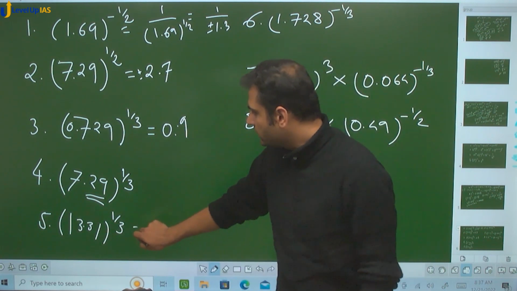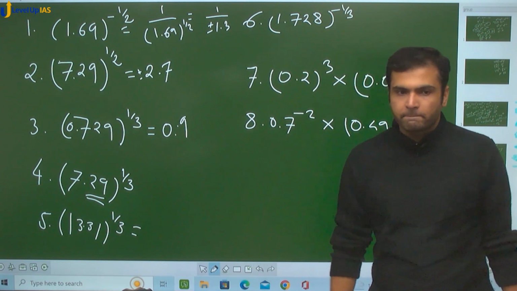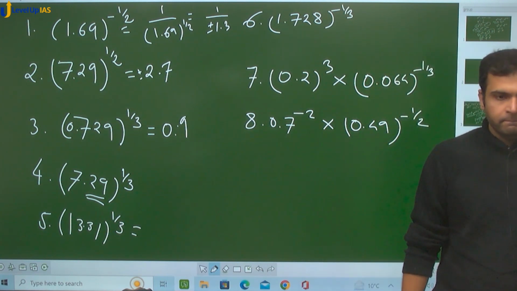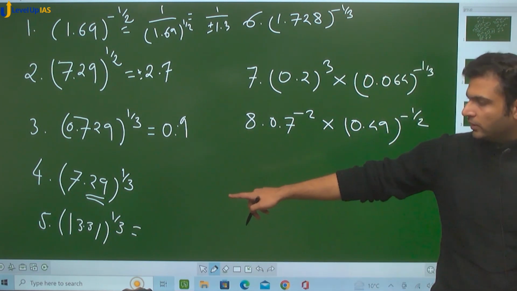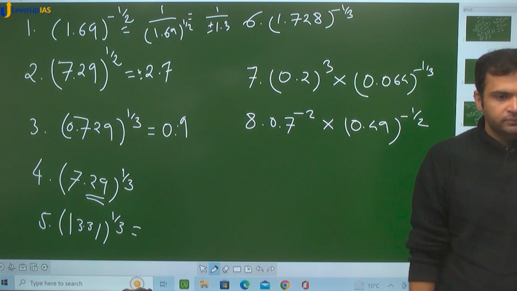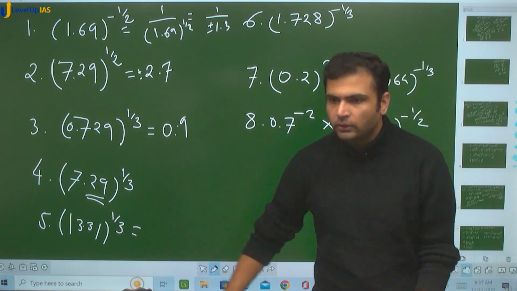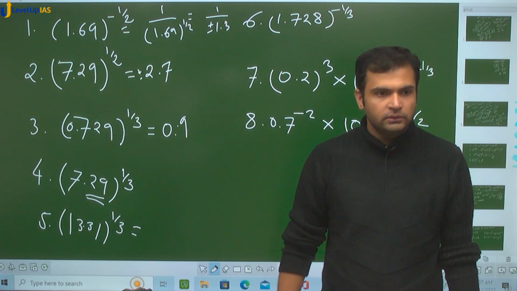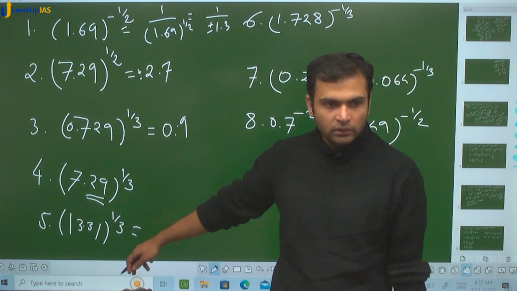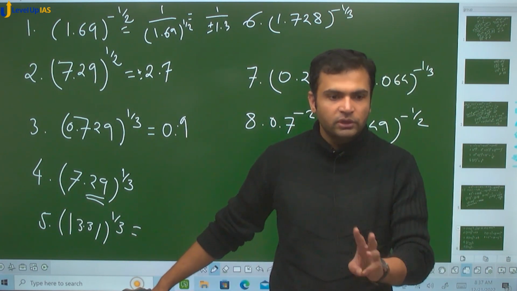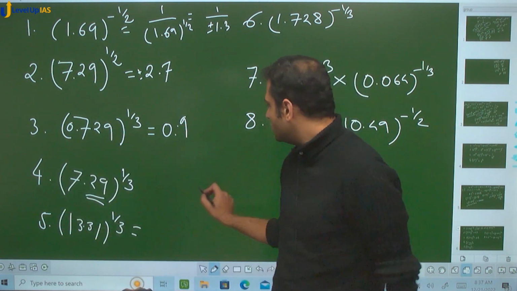And what would be this? Can you do something? What is this? 1331 is the cube of 11. But is that useful? Would 1.1 cubed be that? No, it won't, because 3 decimal points will come. 1.1 cubed would have 3 decimal places, right?